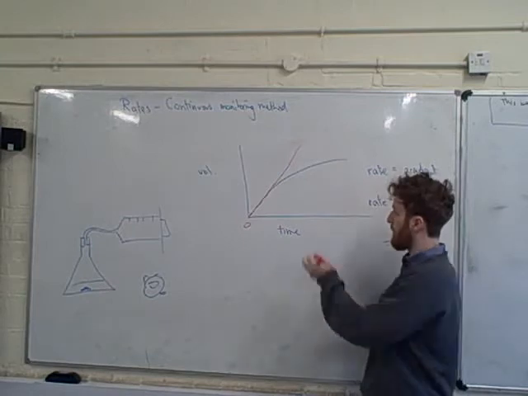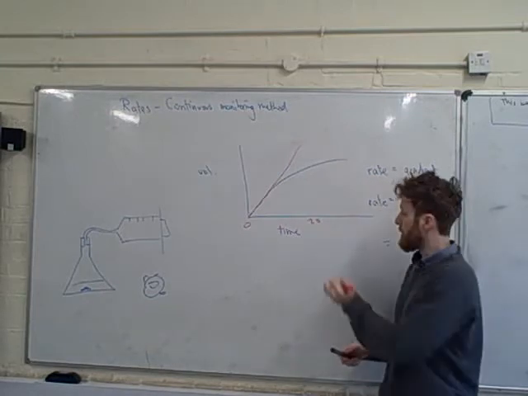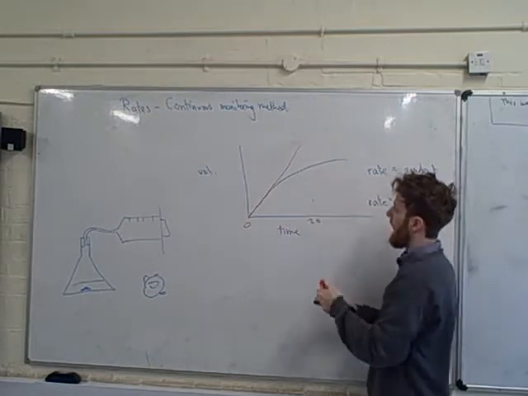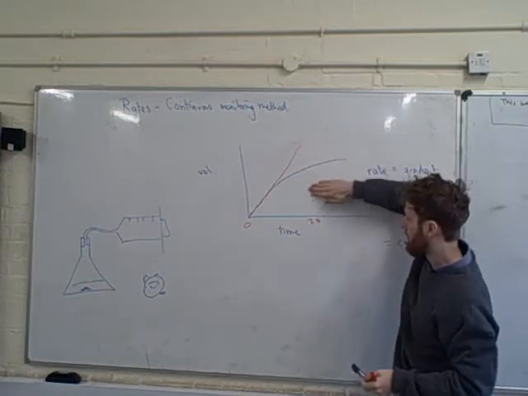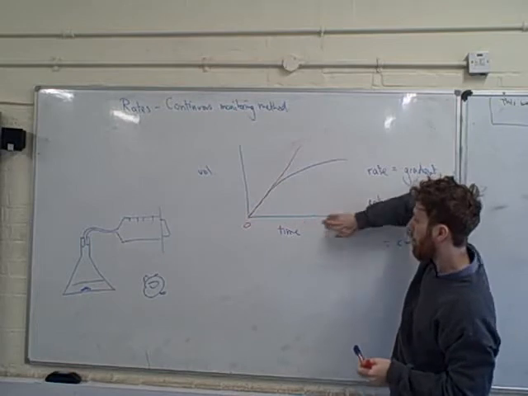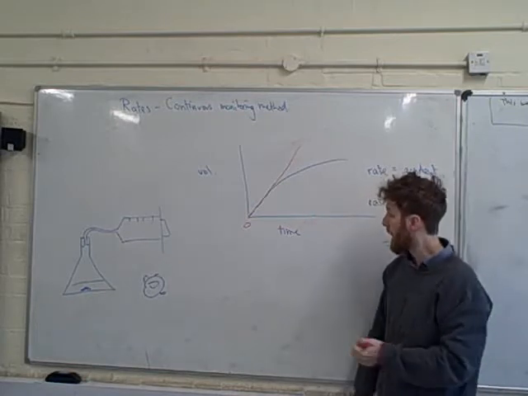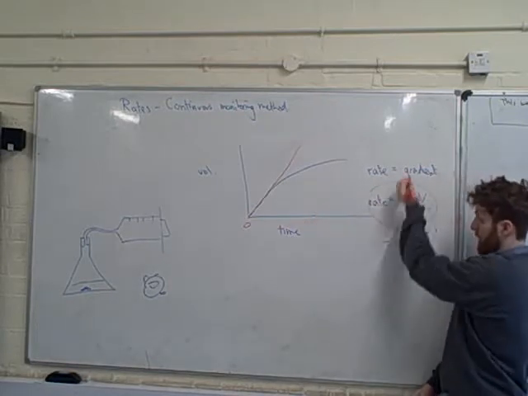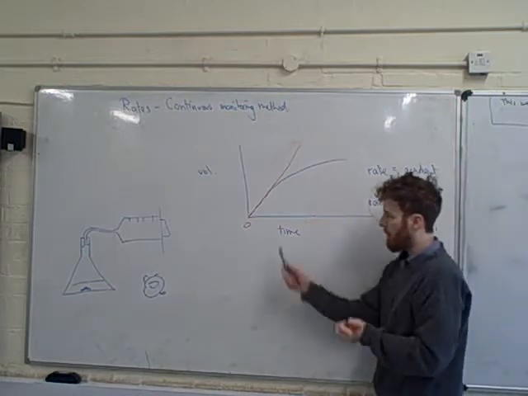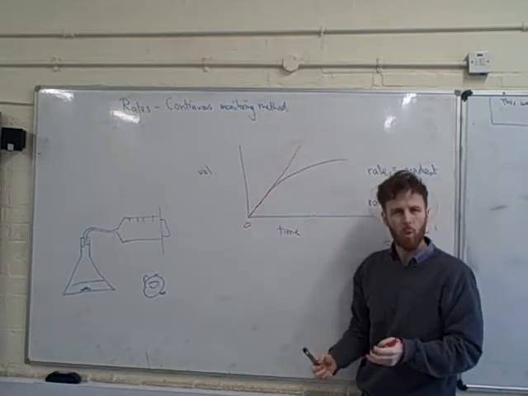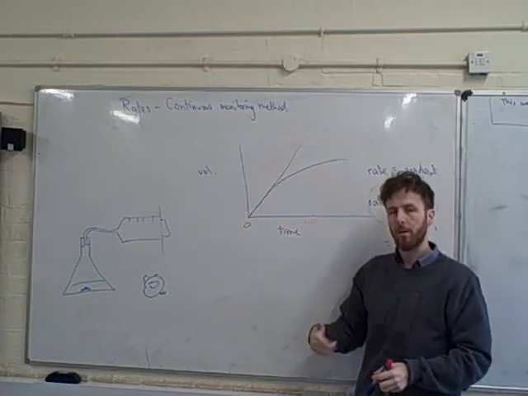If you were finding the rate at time equals 20, you would just draw a tangent at time equals 20 to best reflect the angle of the curve there. So read the question and look at what rate they're asking you to find. We then, to find our rate, find the gradient, which is the difference in volume over the difference in time. Now, when you do your tangent, make it quite big, because that will minimise your human error.